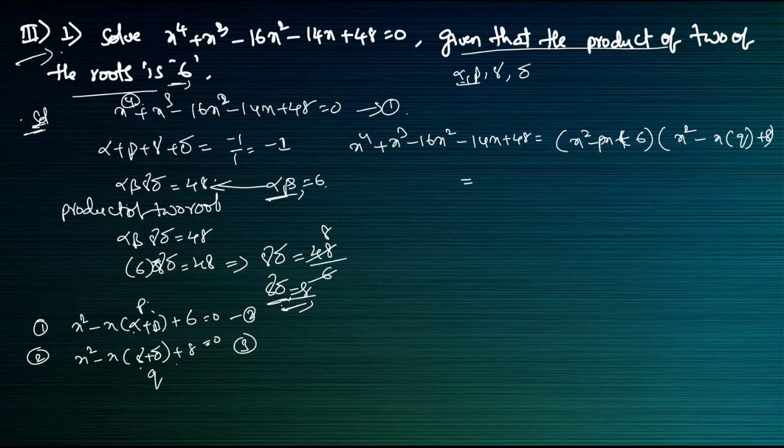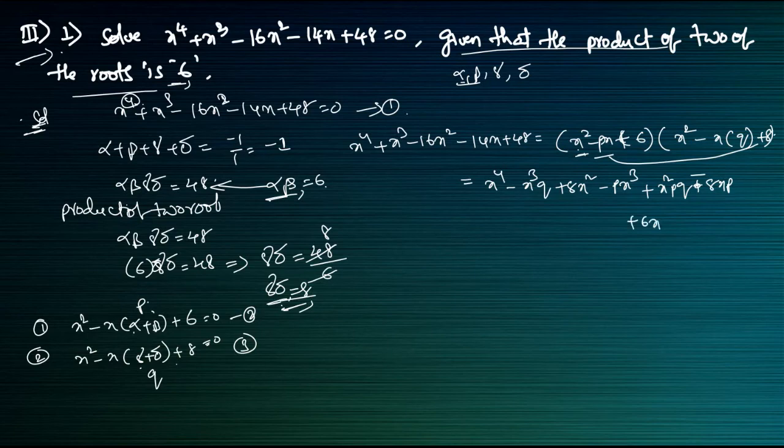So here I will multiply: x square into x square gives x power 4, minus qx cube, then x square into 8 gives 8x square, minus px cube, plus pq x square, minus 8px. Okay, after that 6 into x square gives 6x square, minus 6qx, plus 48. Okay, this will come here.